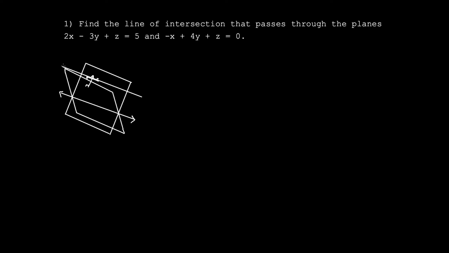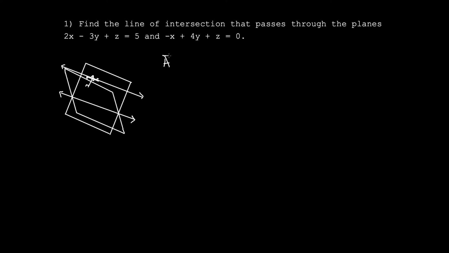So the reason this works is because the cross product between two vectors forms a third vector that is perpendicular to both vectors that are in the cross product equation. So this parallel vector to the line of intersection is perpendicular to the normal vector of both planes. So let's try doing this.